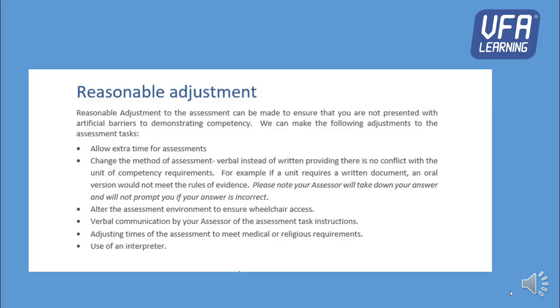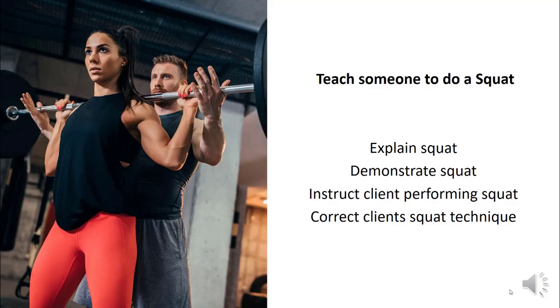The next section we'll cover is reasonable adjustment. This is where your assessor makes adjustments to your assessments, considering certain barriers you might have. Let's look at an example. An assessment task in a fitness course requires a student to instruct a squat. Instructing a squat requires the following. First, explain the squat, then demonstrate the squat, instruct the client performing the squat, and correct client squat technique.